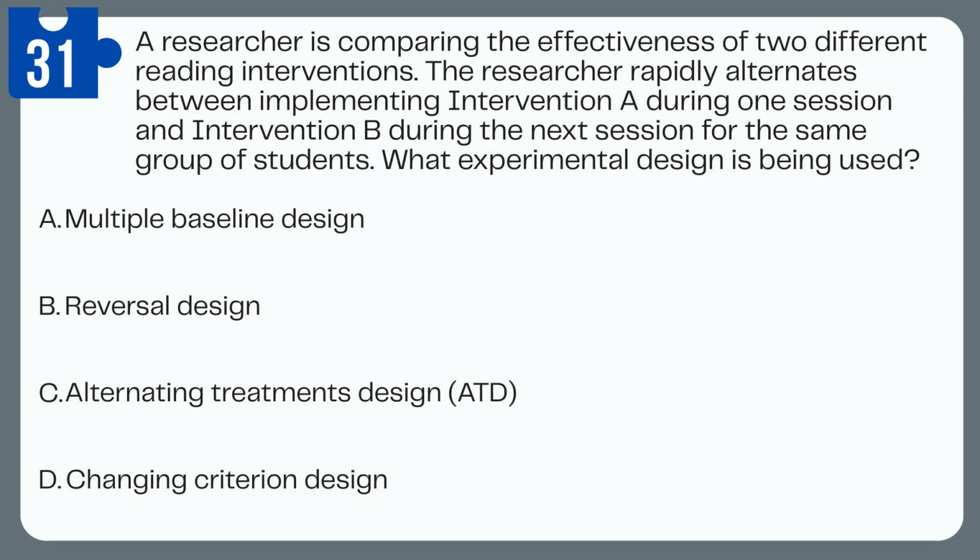Question 31. A researcher is comparing the effectiveness of two different reading interventions. The researcher rapidly alternates between implementing intervention A during one session and intervention B during the next session for the same group of students. What experimental design is being used? A. Multiple baseline design. B. Reversal design. C. Alternating treatments design, ATD. D. Changing criterion design.